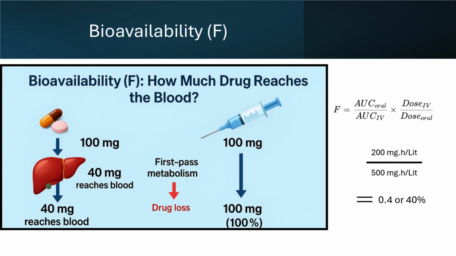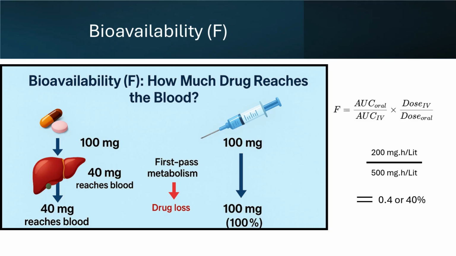Bioavailability is the fraction of the administered dose that reaches the systemic circulation in the active form. For intravenous, bioavailability by definition is 100%, as they skip the gut and the liver entirely and the drug is injected straight into the blood. For oral routes, bioavailability is less than 100% due to incomplete absorption and first pass metabolism.